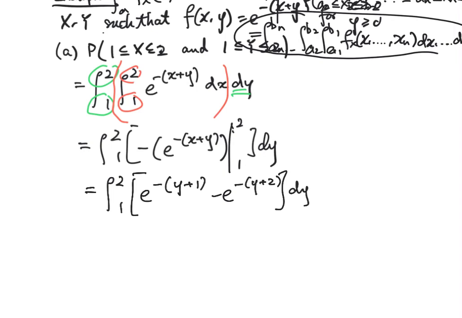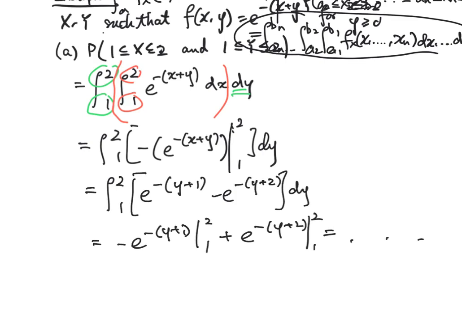with respect to y. Okay, this one is easy. Then you will get this exponential minus y plus 1, evaluated from 2 and 1, and then plus exponential minus y plus 2, and you take 2 and 1. Okay, then you just punch in the 2 and 1, and you can get the final answer. So I guess I'm not going to do the details. Okay, so this is the basic idea of evaluating and playing with this joint density function.